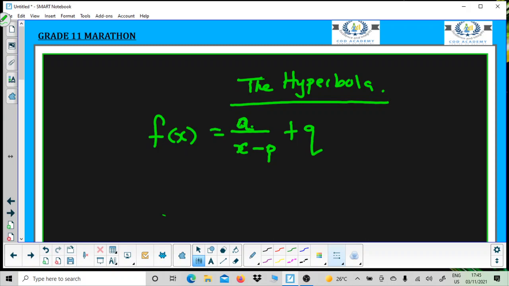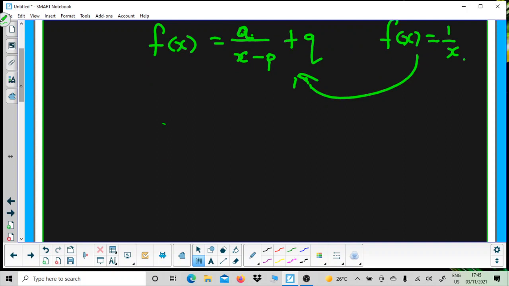Remember, we learned from the very general graph. The general one that we started with was just f(x) = 1/x, and we moved all the way to here. We talked about what each letter is going to do to that function. So at this point, I just want to remind you what those things were.